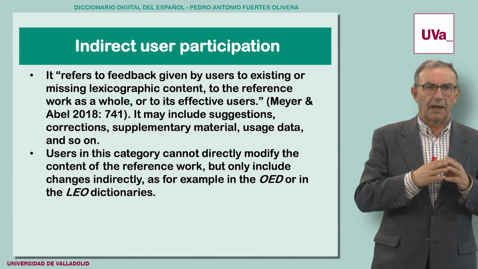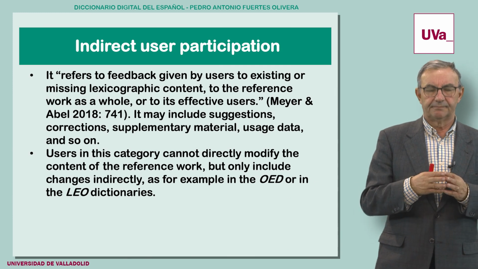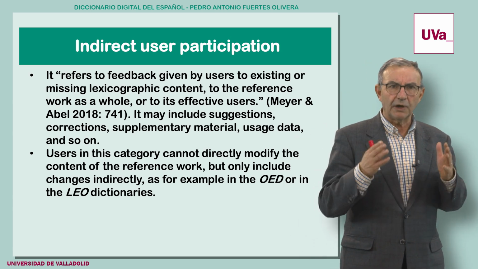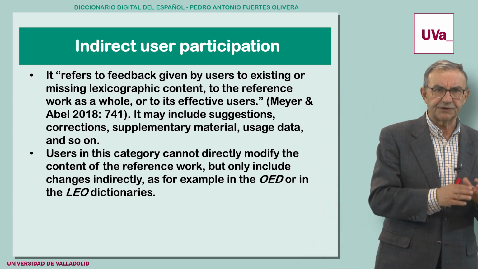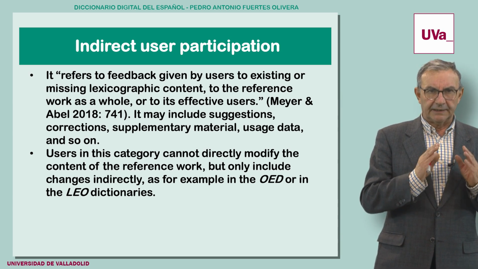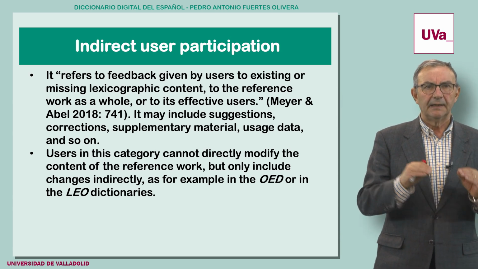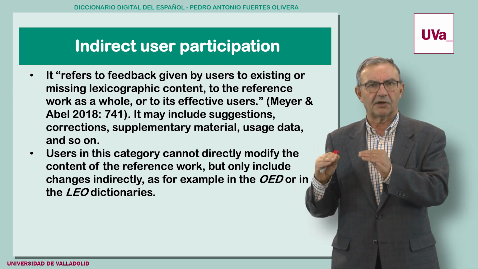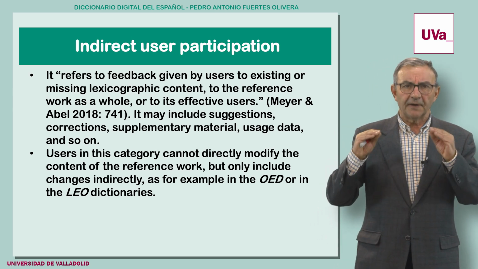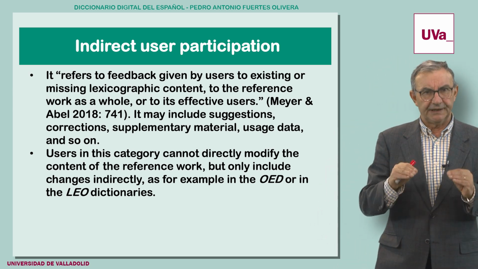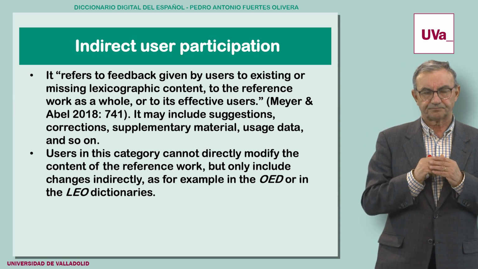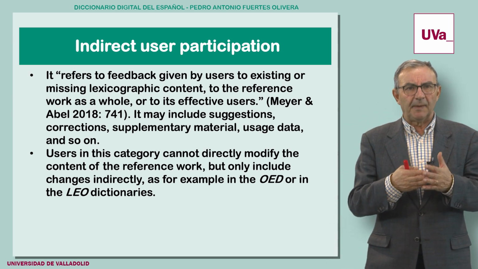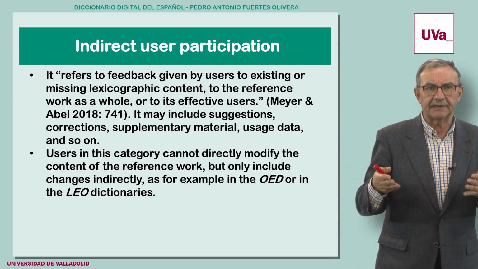Let's go to the second type of user participation. This second type of user participation is usually called indirect user participation, and this refers to feedback given by users to existing or missing lexicographic content, to the reference work as a whole, or to its affected users. It may include suggestions, corrections, supplementary material, usage data, and so on.